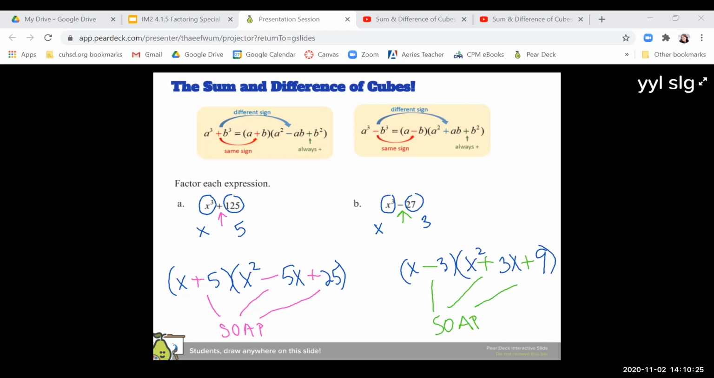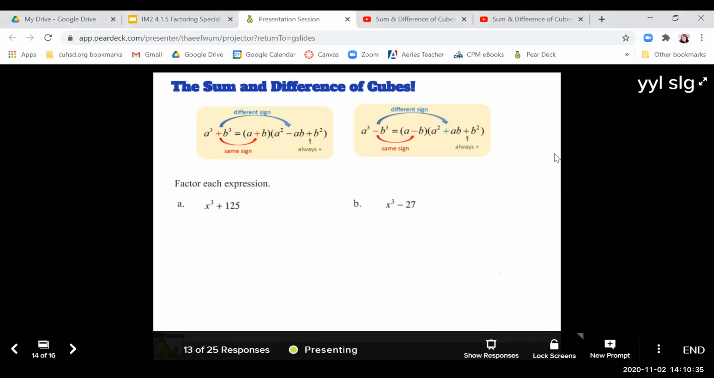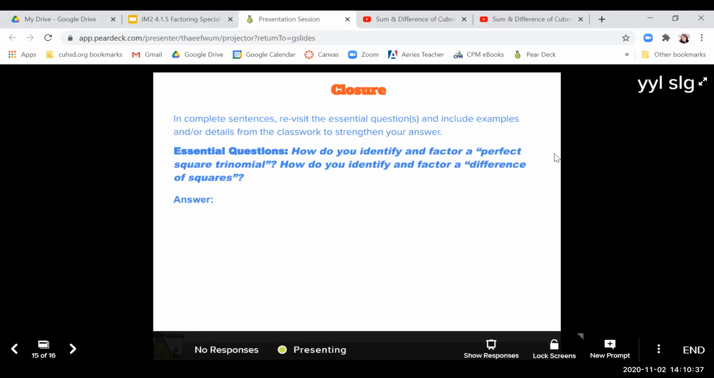All right. Hopefully that wasn't too freaky. So this is it for today. On the next slide is your closure. I'm hoping you take a moment and reflect on the big ideas from the perfect square trinomial and the difference of squares. And your homework is posted for you on the last slide.